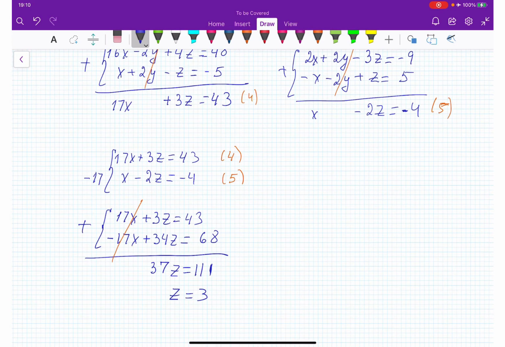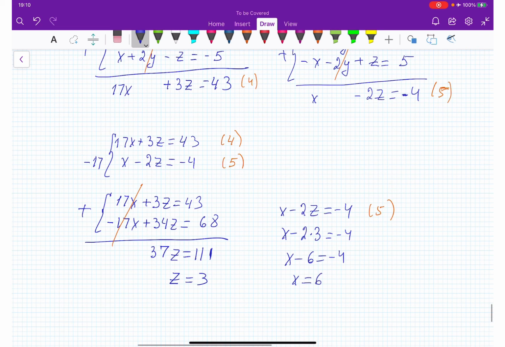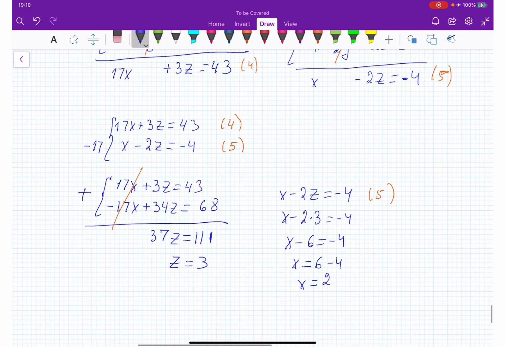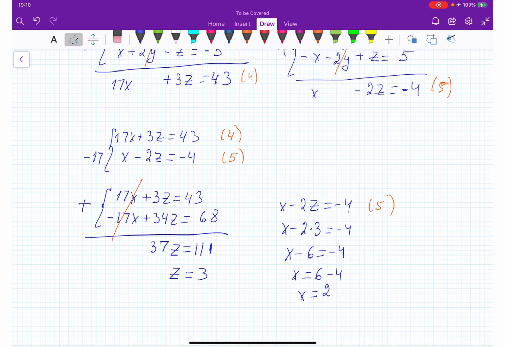I can plug this z-score either in the fourth one or the fifth one. It's easier in the fifth one to find x. So x minus 2z is equal to -4, and this is number 5. All right, so x minus 2 times 3 equals -4, x minus 6 equals -4, x is equal to +6 minus 4, x is equal to 2. Yes? Okay.